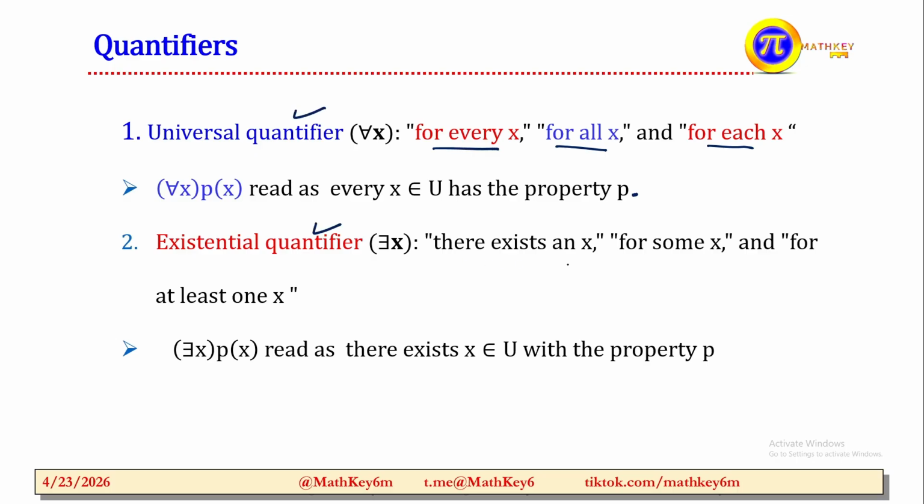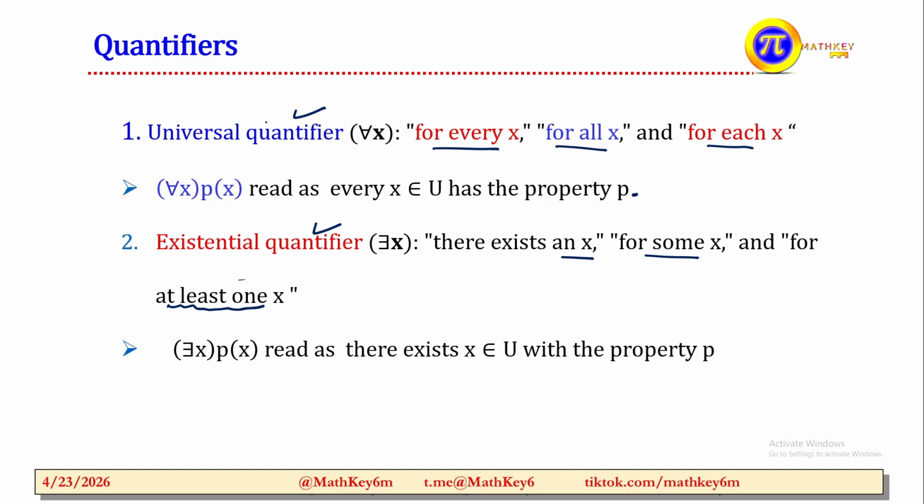That means there exists one x, or there may be some x's, or there may be at least one x. Both all are the same. It satisfies the given condition. That's what we call the existential quantifier.